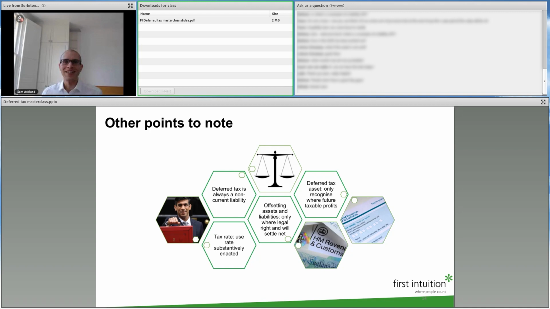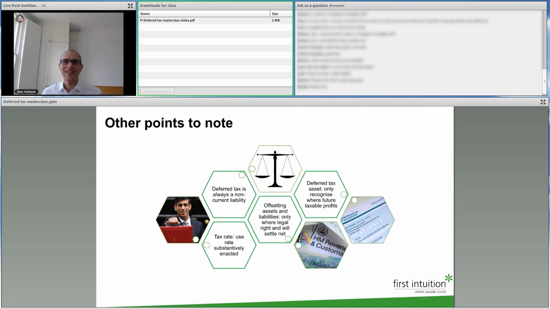We talked about the tax rate earlier. So what tax rate do I use? Well, you have to use the tax rate that's been substantively enacted at the year end. And there's all sorts of complexities around this, but essentially, if we have the tax rate that's been changed, it must have gone through the House of Commons. We must have basically had a law passed that changes the tax rate, so that we will then change our deferred tax calculations.